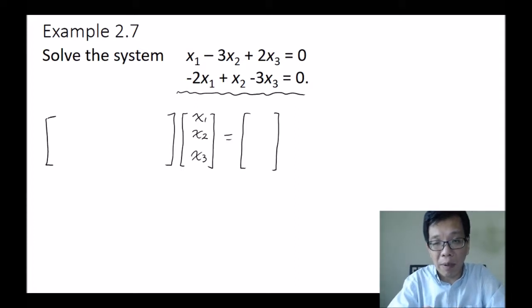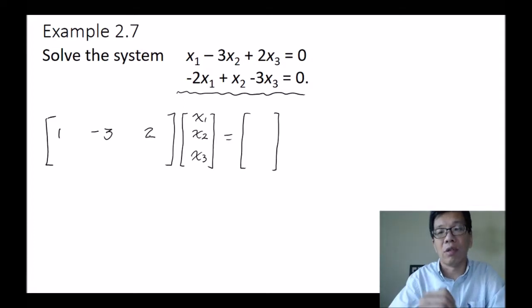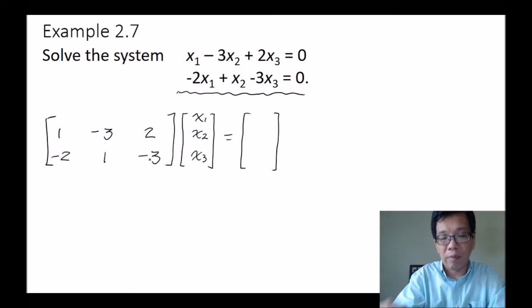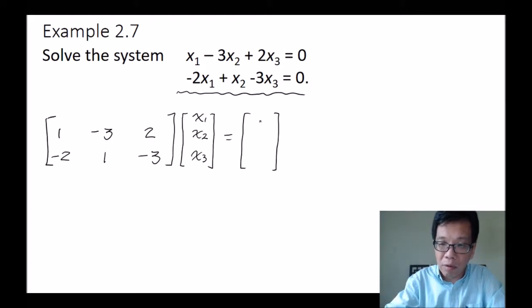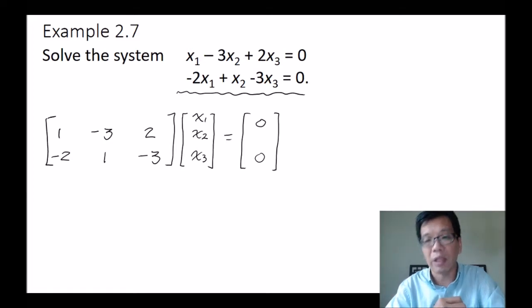On the big matrix over here, we have three components for the first equation. Those are the coefficients of x1, x2, and x3. Over here, we have -2, 1, and -3. So the answer is going to be 0 and 0. How can I do that?